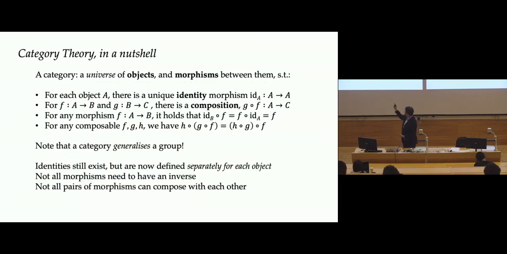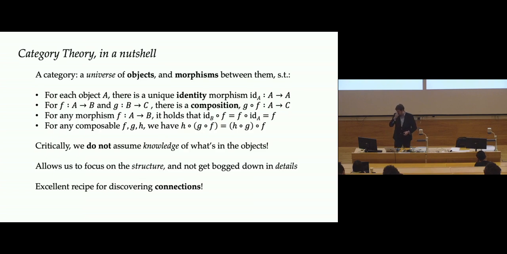Note that this is more relaxed than a group. We no longer require that all morphisms have an inverse. We still have identities, but there's not a single identity. We have a separate identity for each object. And also, not all pairs of morphisms can compose with each other, unlike in a group where all pairs of transformations can compose with each other. So this concept strictly generalizes a group.